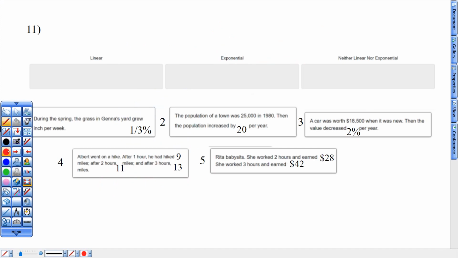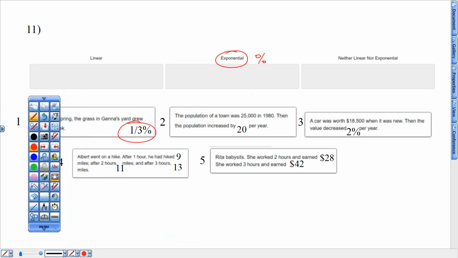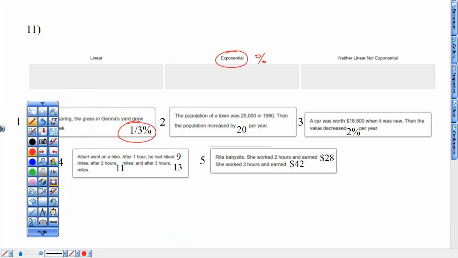For this one, look for all my exponentials first. I could see that the exponential ones with percents are this one right here. So that would be clearly number 1. I could see over here that I have another percent, so number 3. So I'm going to put number 1 and number 3 in the exponential section because I could clearly see they have this percent symbol. Easy, those are money.